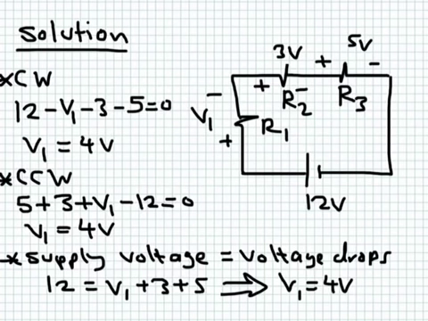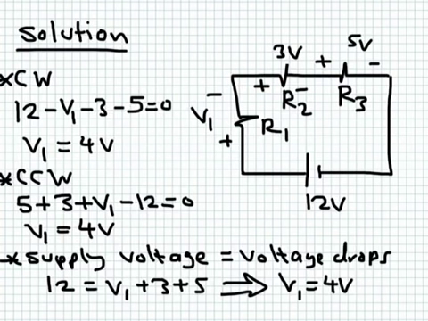So I solved this problem using all three approaches. Clockwise direction: 12 minus V1 minus 3 minus 5 is equal to 0, which gives V1 equal to 4. Counterclockwise direction: 5 plus 3 plus V1 minus 12 is equal to 0, which also gives V1 equal to 4. This equation is the negative of the other equation, so the solution is still the same. Or you can simply say the supply voltage is equal to the sum of the three drops.